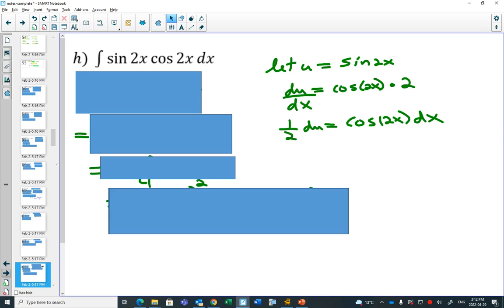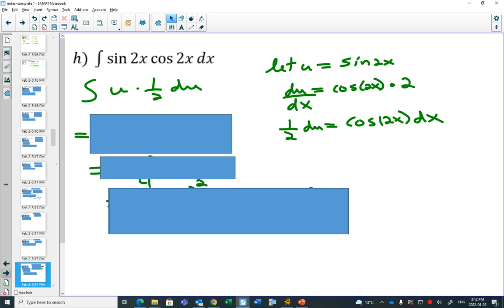And this is the first question we've had where our derivative doesn't match up perfectly. There's an extra times 2. But since that's a constant, I can rearrange things. And now when I substitute, I just have the integral of u, and then I have to write 1/2 du instead.